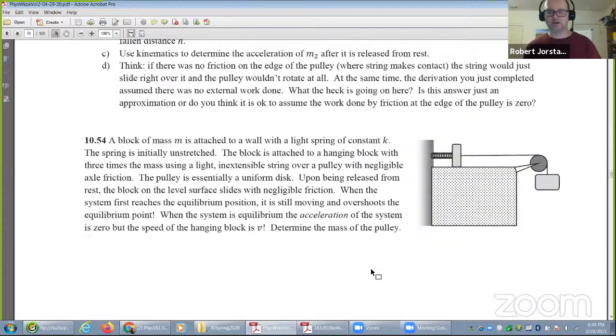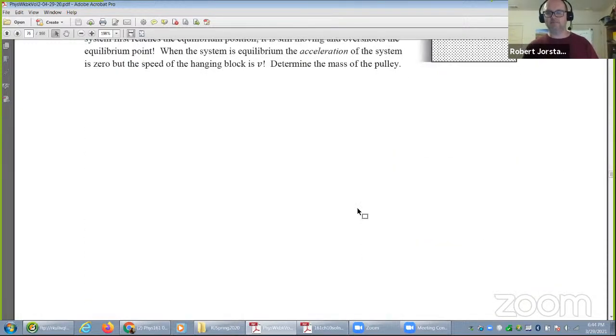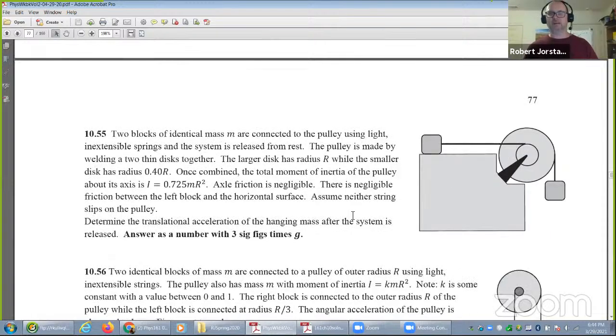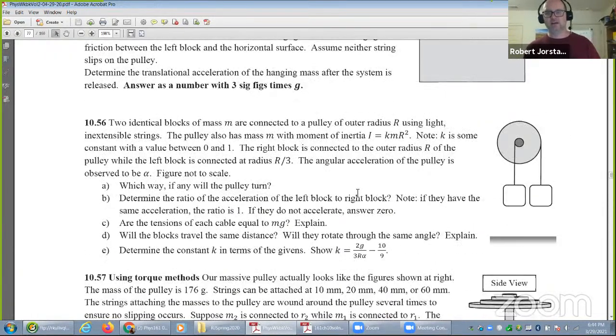I know it's almost time to go. Hang in here. So we could add that moment of inertia thing into there. Oh my gosh, this is going to be fun, isn't it? So we're constantly having to worry about the moment of inertia.